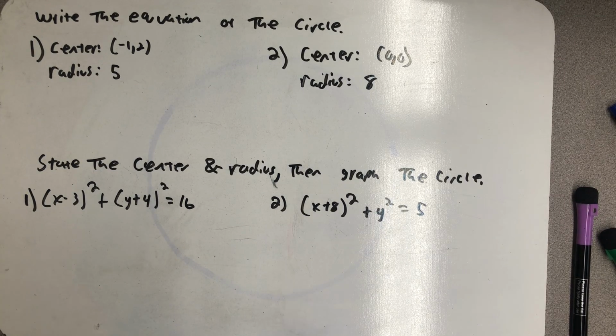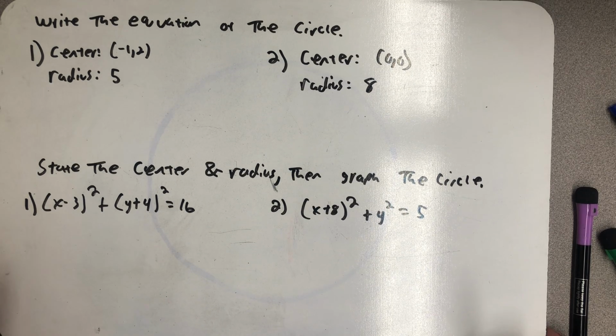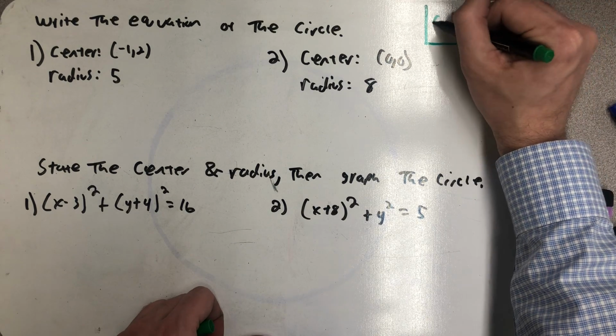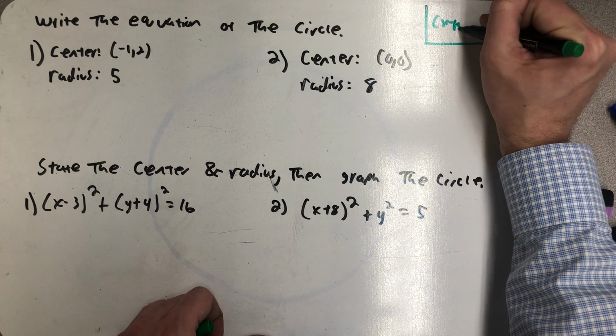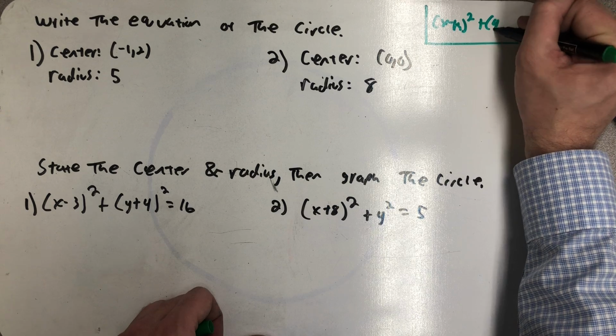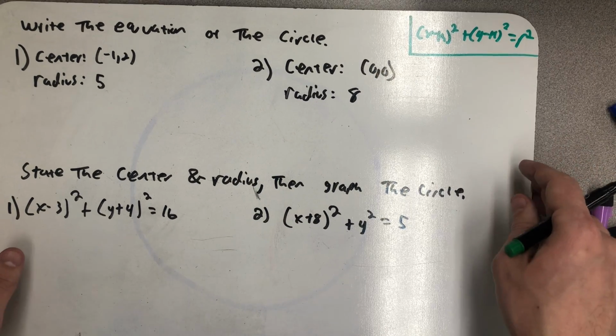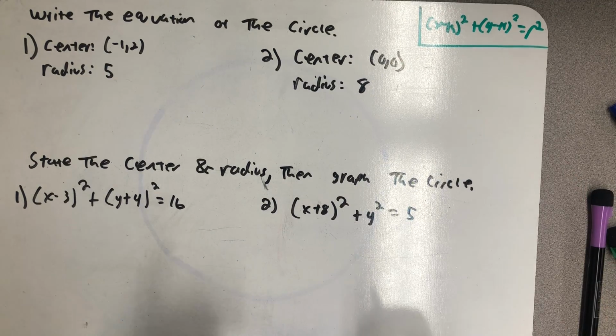In our last video, we learned what the standard equation of a circle was, that it is x minus h all squared plus y minus k all squared equals r squared, where h comma k is the center and r is the radius. So x minus h all squared plus y minus k all squared equals r squared, h comma k being the center, r being the radius.